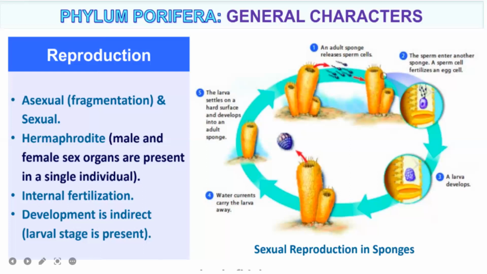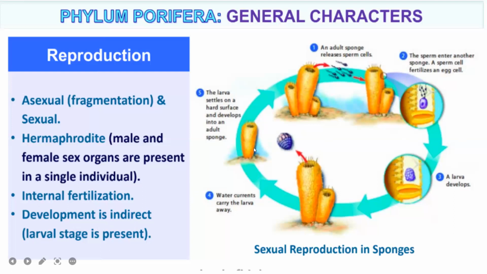Here you can see sexual reproduction in sponges. Sponge is an example of porifera. An adult sponge releases sperm cells. These sperm cells enter into other porifera and undergo fertilization. The sperm cell fertilizes an egg cell. What you get first is a larva. No direct development of porifera. That's why this is called indirect.